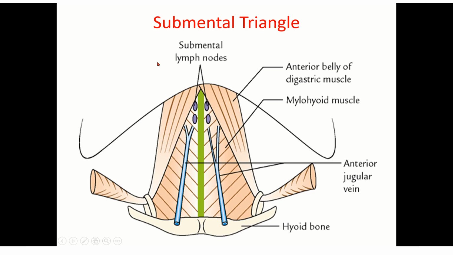You can see here the name itself speaks: submental, below the mentum, so below the symphysis menti. The apex is formed by the symphysis menti, and the base is formed by the hyoid bone, and the two lateral boundaries are formed by the anterior belly of the digastric. These are the contents, namely the submental lymph nodes and the beginning of the anterior jugular vein. The floor is formed by the two mylohyoid muscles forming the diaphragma oris.